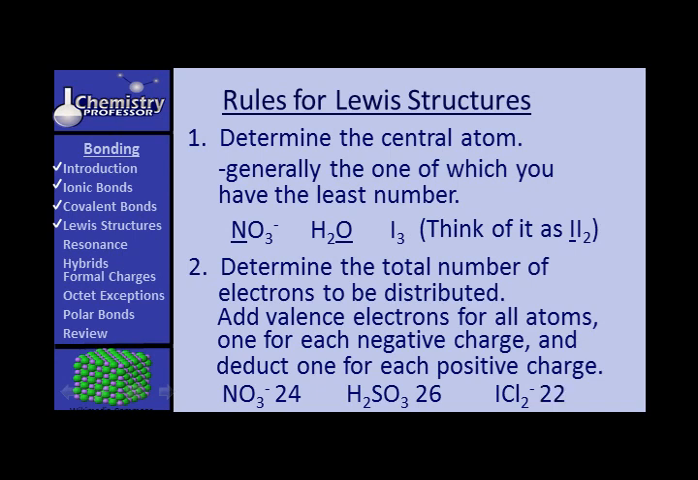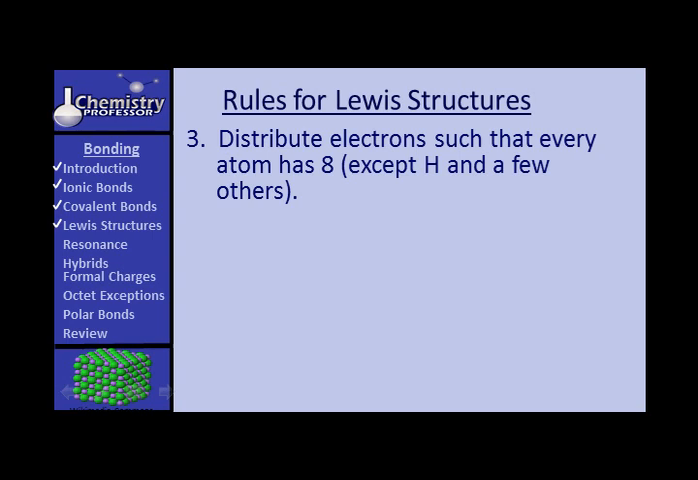Did you come up with 22? Each of those halogens has 7 valence electrons. So 2 chlorines will have 14 and the iodine will be 7. That'll add to that, making 21, and then 1 for the negative charge. That's right. Got the idea? Rule 3 tells us to distribute electrons so that every atom has 8.